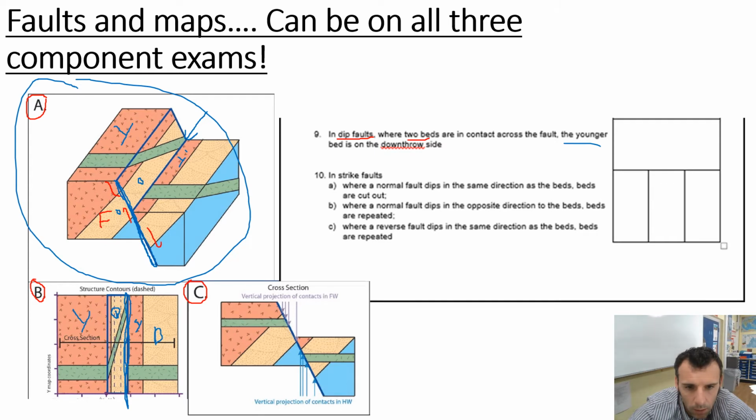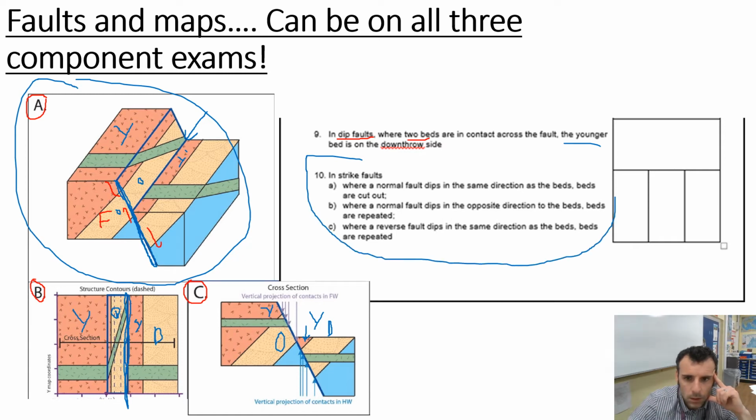And you can do it again here. Look, this is the youngest here, young. This is young up here at the top. This is older material. So clearly, again, this is the down throw side. So we can use it to identify the fault. And that's quite a good rule to use. The other rules here to do with strike faults can also be useful, but I just wanted to show you that first one because I think it's really, really useful.